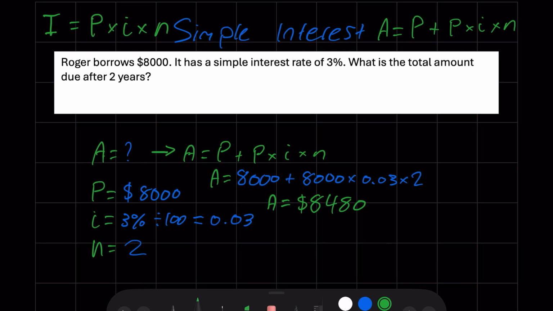The two formulas, either you will use the interest formula in the top left up here if they want to know what the interest is added, or you'll use the A formula over here if they want to know the total amount. I hope this video was helpful.